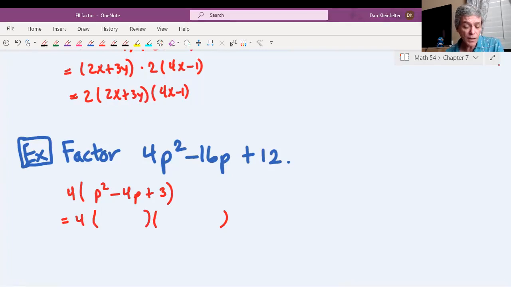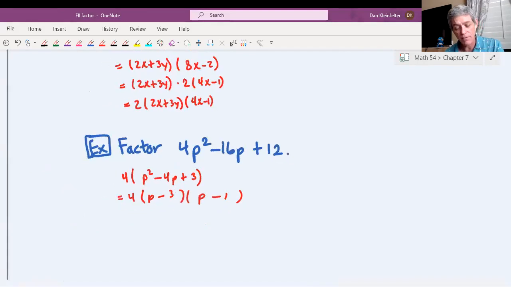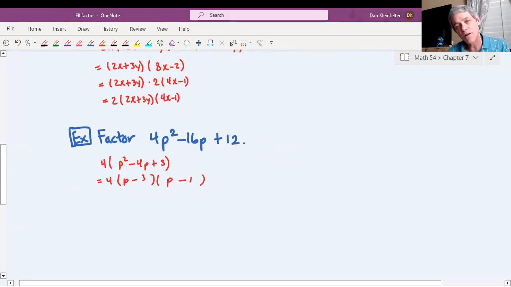So we're looking for 2 numbers that multiply to 3 and add to -4, same sign, both negative. So that sounds like (p minus 3)(p minus 1). All right, that will do it. That finishes up this section on strategy for factoring.